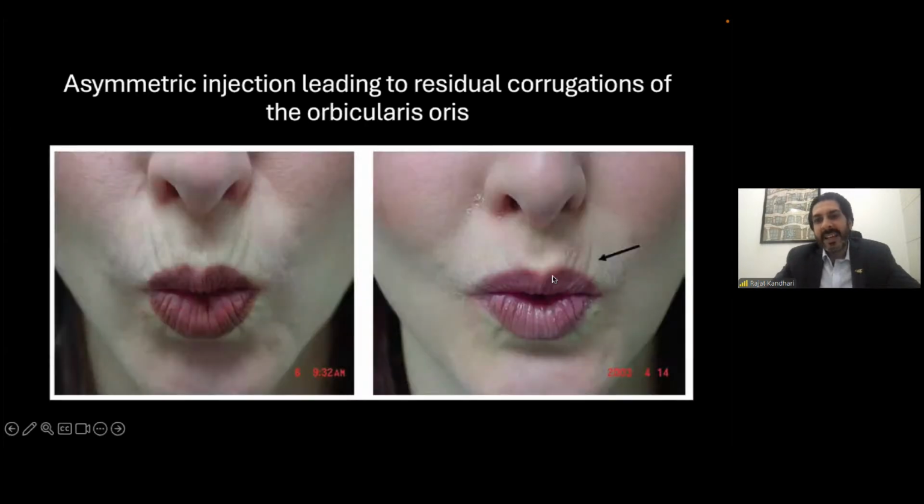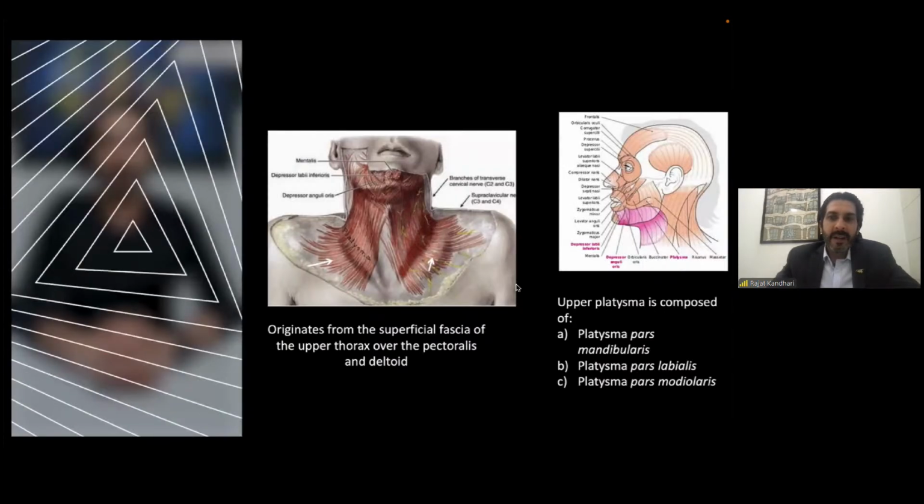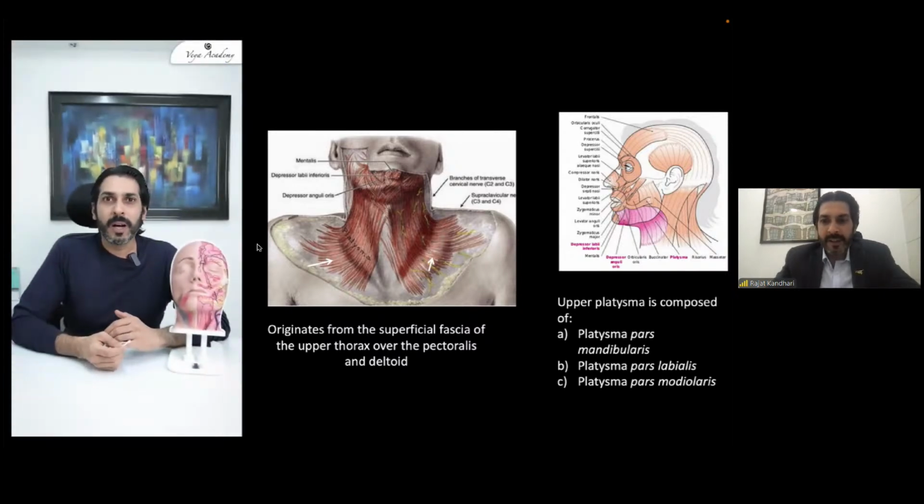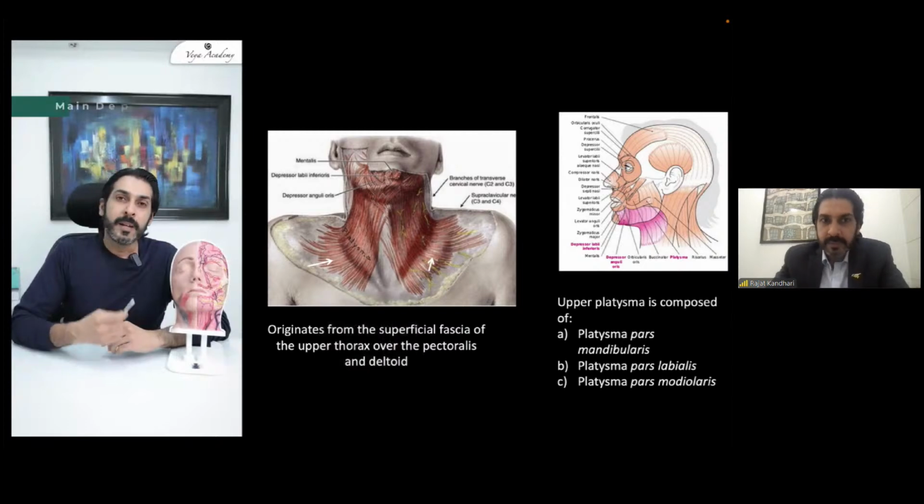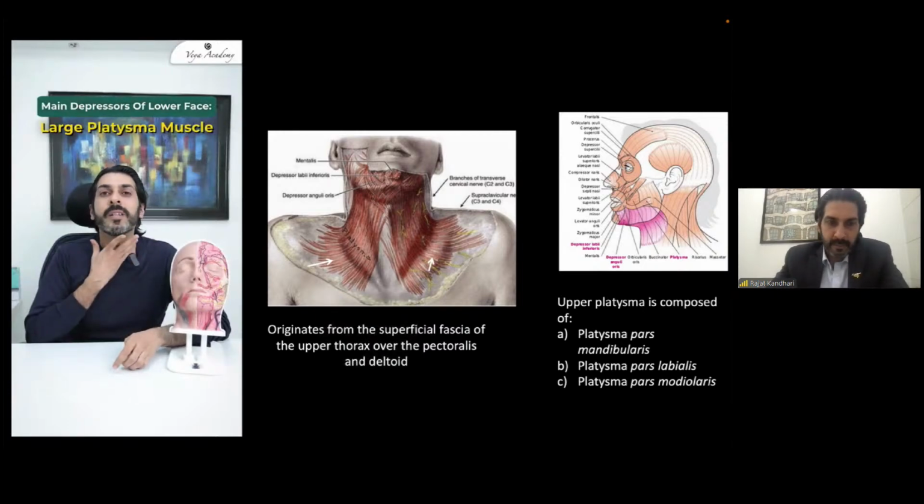Again, this is a little asymmetry you can see, which is missed on one side. Coming to the platysma, it is a muscle which is a depressor of the lower face, but we often forget the lower face. So one of the main depressors of the lower face is the large platysma muscle.